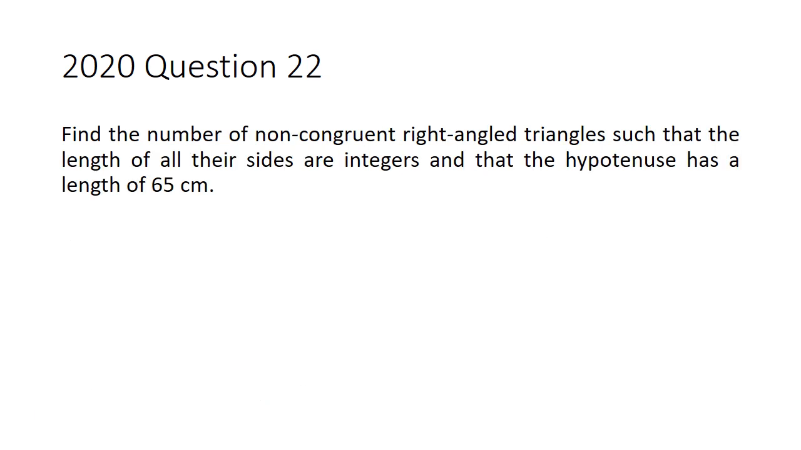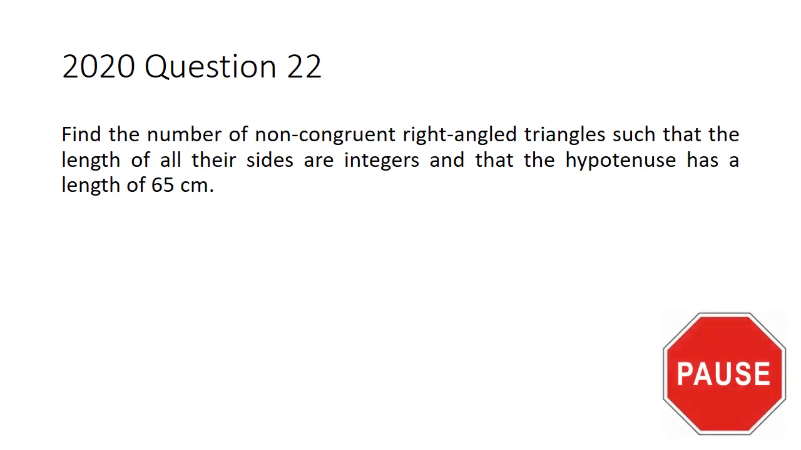Question 22. Find the number of non-congruent right-angled triangles such that the lengths of all their sides are integers and that the hypotenuse has a length of 65 cm. Pause the video here and give this question a good try.